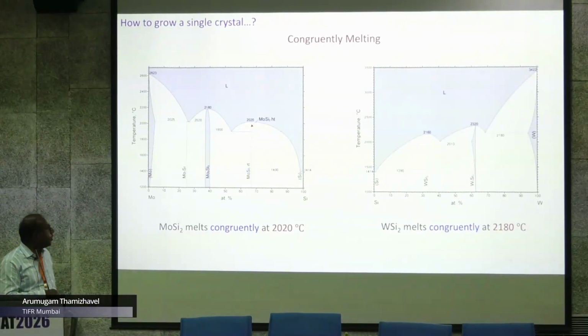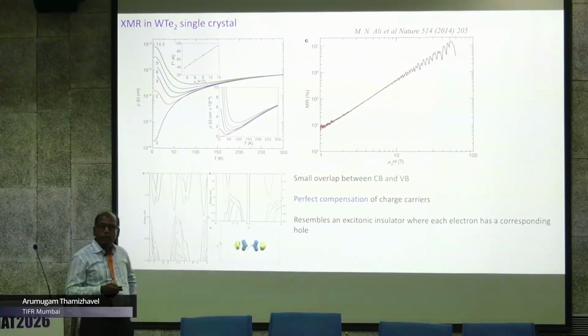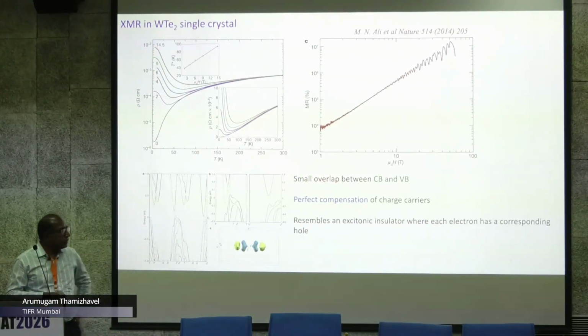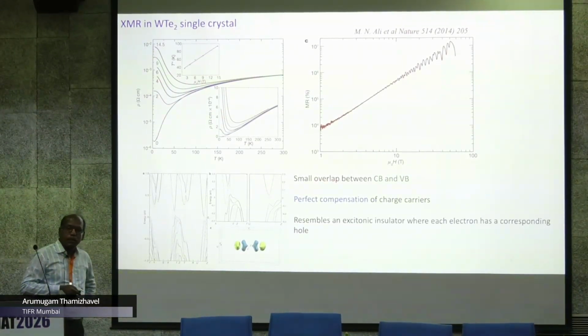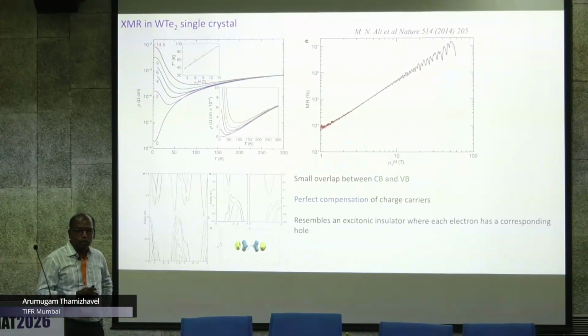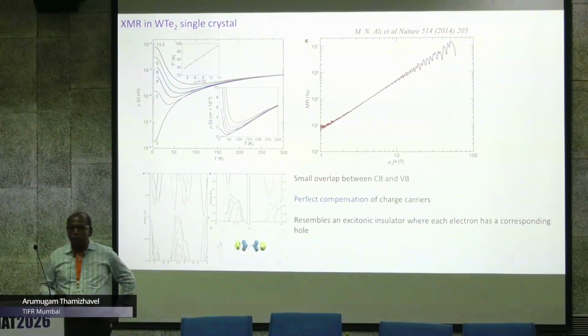Before I go into the detail of this crystal growth, I just wanted to tell you why we are interested in these systems, WSi2 and MoSi2. The semi-metallic systems got attention after this paper by Ali et al. in Nature in 2014, where he showed that WTe2 shows an extremely large magnetoresistance, a large unsaturated magnetoresistance even up to a magnetic field of 60 Tesla or something like that.